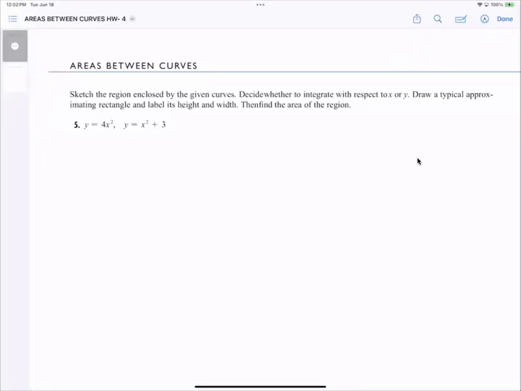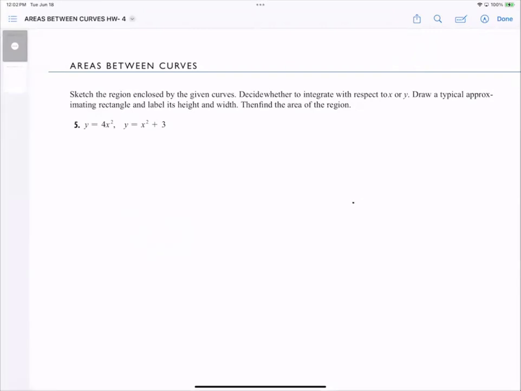In this question, we have the following scenario. The question says, sketch the region enclosed by the given curves. One of them is y equals 4x squared, and the other one is y equals x squared plus 3. So how do we visualize these two?